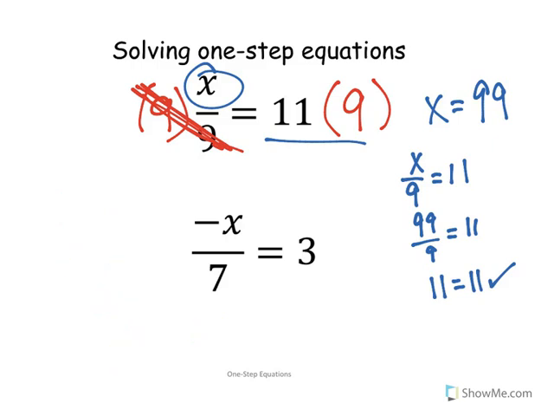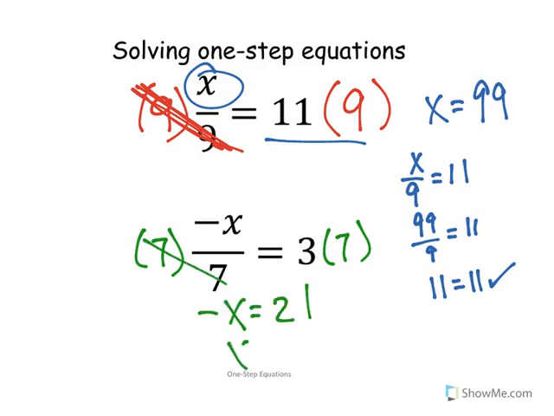All right, now let's get back to this second one here. This one's going to be a little trickier, right? So we're going to multiply by 7. And that's going to give me negative x equals 21. Now let's get back to what we talked about before. If the opposite of x is 21, then x is equal to negative 21, right?